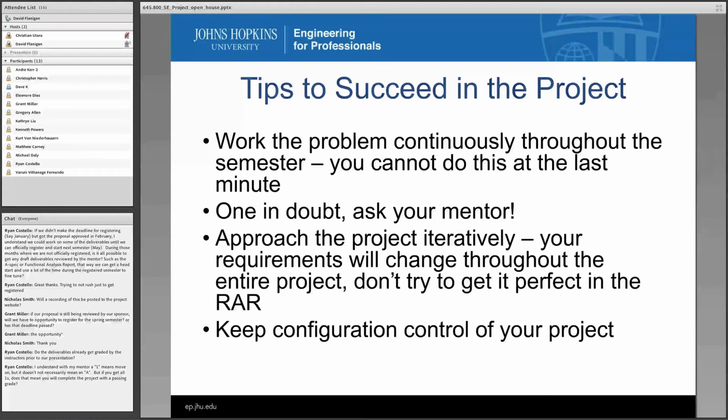Again, the RAR is kind of a weird beast because that's the first one. You're wanting to start in and get it all completely right. Like, yeah, you're still going to iterate and update those. And again, the configuration control of your project. Oh, and that's it. That's the last slide here. Okay, so over to you all in terms of any other questions that you have.